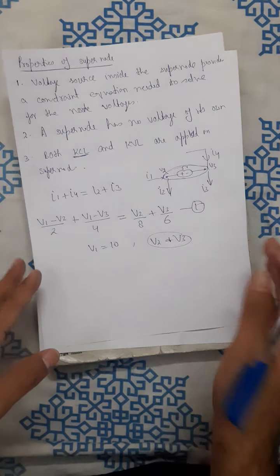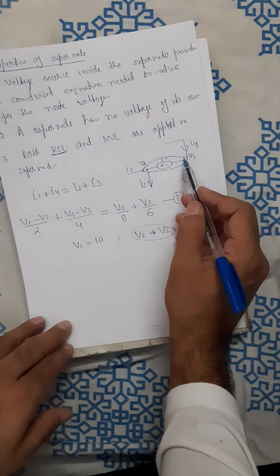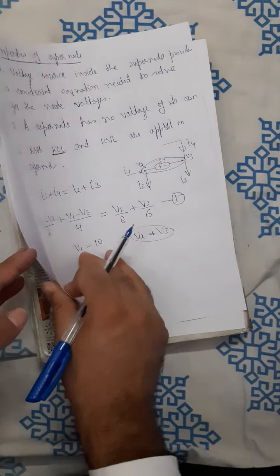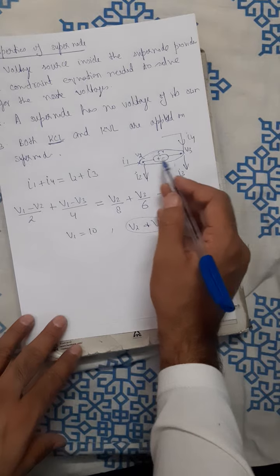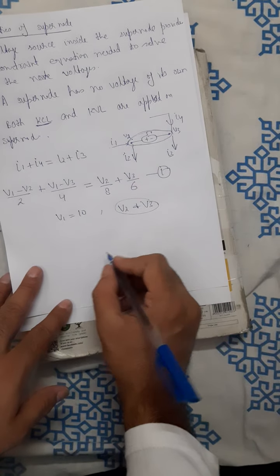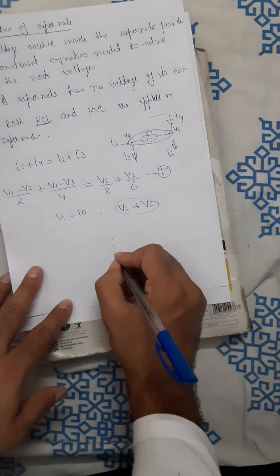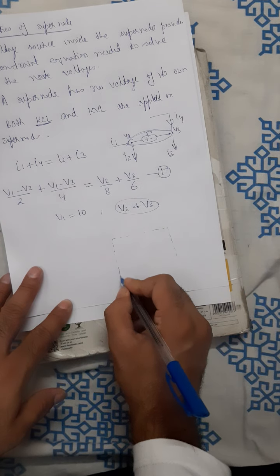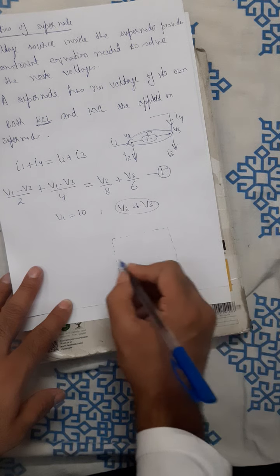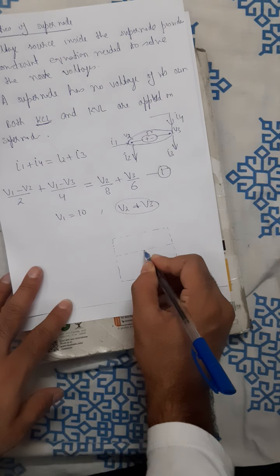Similarly, what is the second node? We are saying how a super node is formed. KCL. Now we will have to apply KVL as well on this super node. So how is the super node created? I will again redraw it. The circuit was like this. Some part I will draw in dotted so that it will not create any confusion.